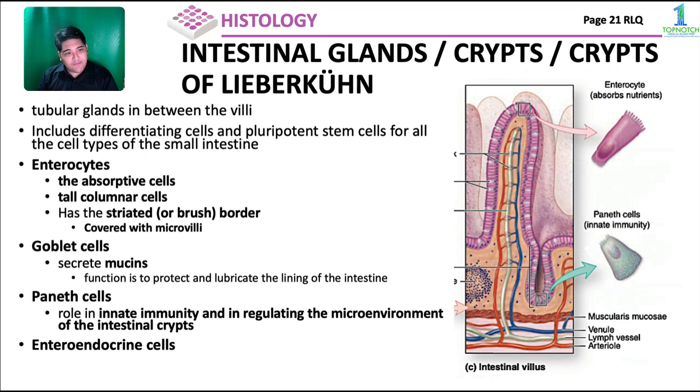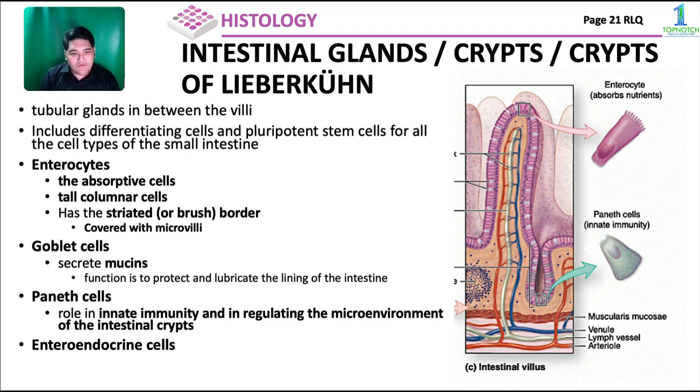Now, we also have what you call the intestinal glands, crypts or crypts of Lieberkühn. Buzzwords, tandaan yan. Okay, so here in the crypts of Lieberkühn, you will see a lot of differentiating cells and pluripotent stem cells. Like your enterocytes, which are responsible for the absorption of nutrients. And remember, on top of the enterocytes, may buhok sila covered with your microvilli. And this is what you call your brush border.